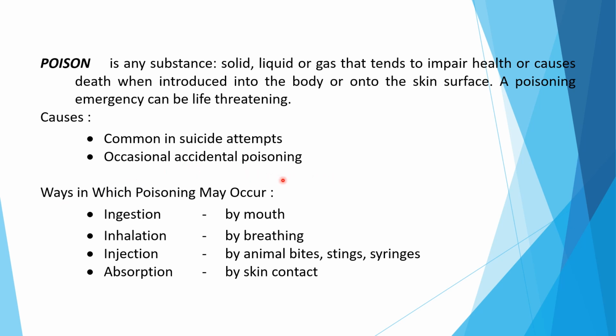Accidental means we do not do it on purpose. For example, with a child, you put gasoline in a container on the table, then put in a bottle that usually holds water, like a liquor bottle, and the child drinks it. So that's accidental poisoning. Ways in which poisons may occur: ingestion by mouth, inhalation by breathing, injection by animal bites, stings, and syringes, and absorption by skin contact.